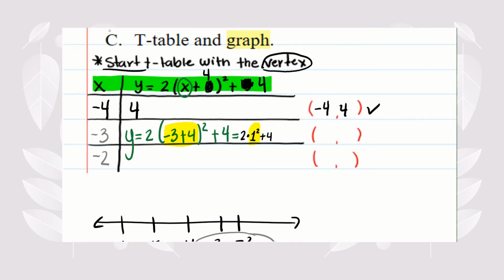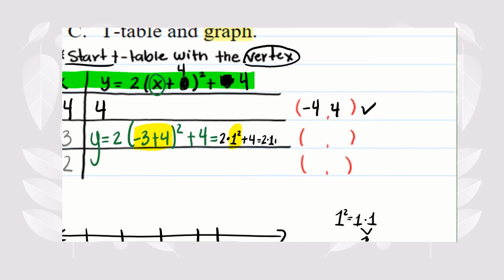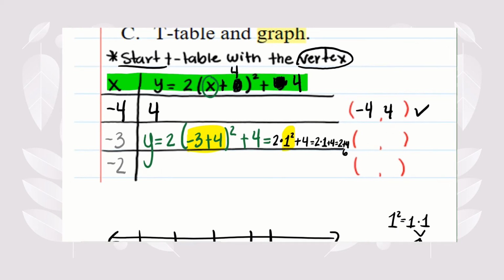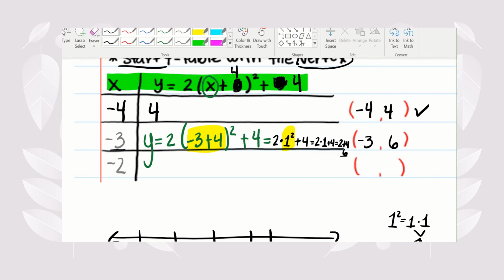Then we do exponents next. 1 squared is positive 1. How do we get that positive 1? Well, 1 squared just means that you're multiplying 1 by itself twice, which gives you 1 times 1, which is 1. And then let's bring over the plus 4 that we had there. I'm going to write really small here so I can fit everything. So 2 times 1 is 2, plus 4 is 6. So the point that I'm going to graph is negative 3, comma 6, which is what I got for y.